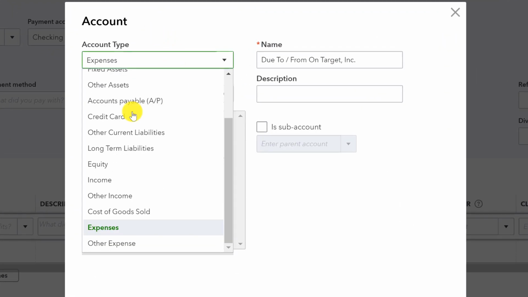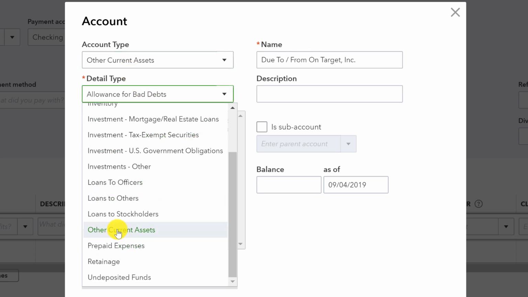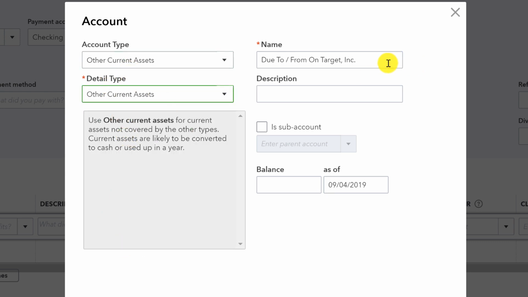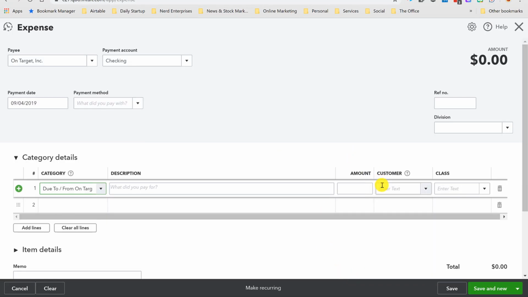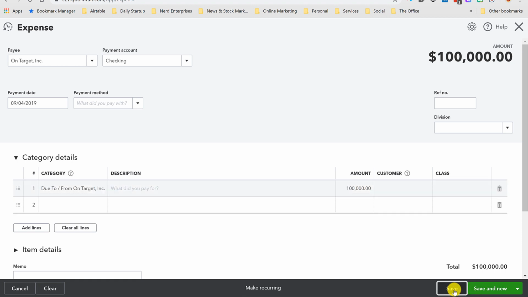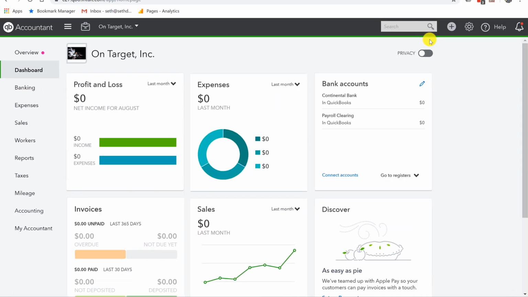In the write-up, I explained that my suggestion is that you set this up as other current assets, and you have another other current assets detail type. And that's how we're going to record this. And the amount is simply $100,000. Now what I suggest you do is immediately, when you record this one, go over to the other company's books and record it on the other side.